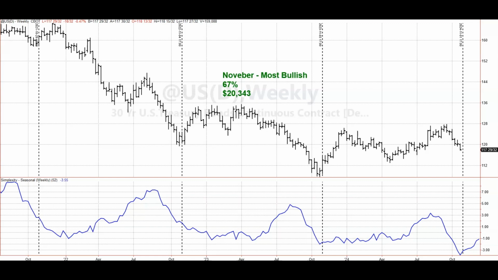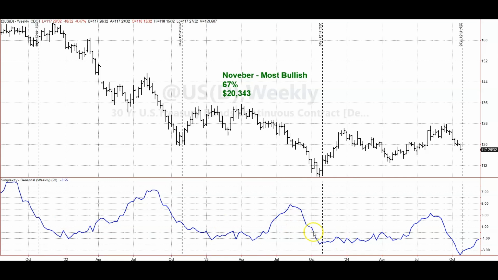Looking at the seasonal chart for the US 30-year Treasury bonds, we see that November is the most bullish month of the year at a 67% winning percentage and has made over $20,000. One interesting thing here, if we look at the seasonal indicator, we see how this year the seasonal indicator is showing a rise from a bottom in the end of October to present.